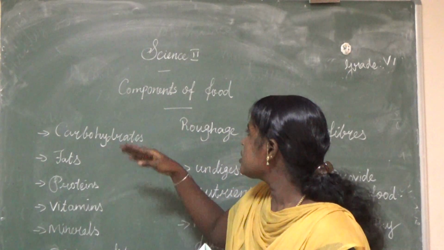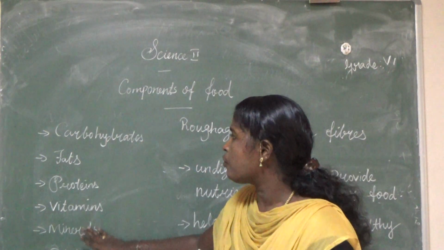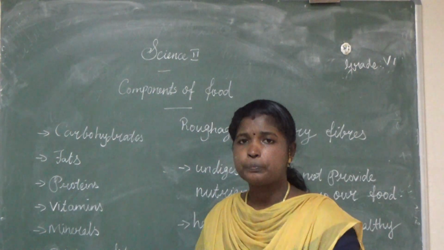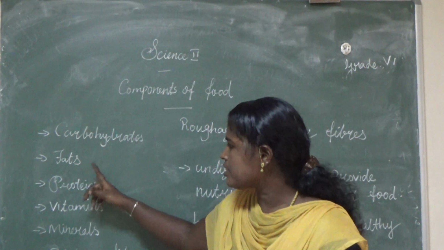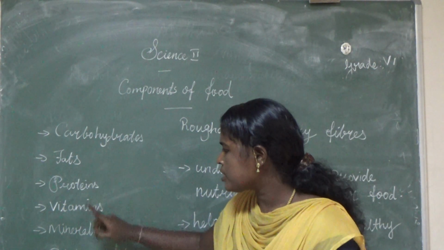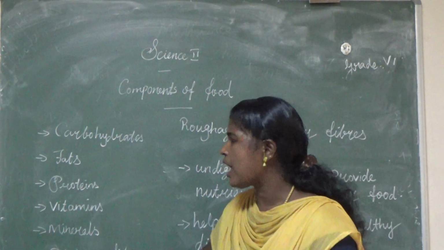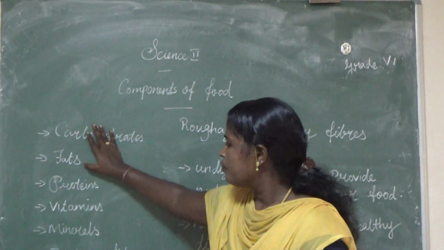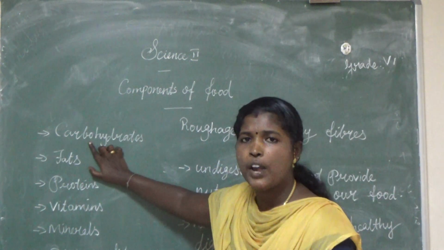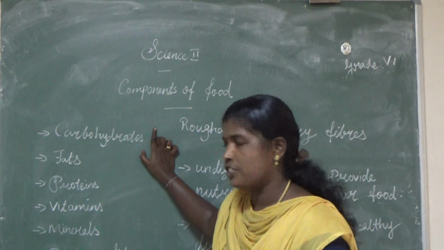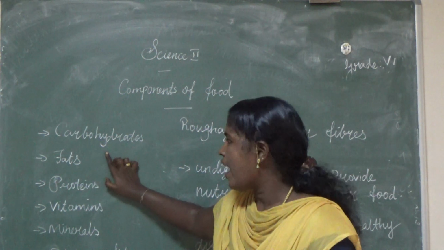What are the types of nutrients present in food? Carbohydrates, fats, proteins, vitamins, minerals, dietary fibers and water. Already we discussed these first five. Once again, listen. Carbohydrates provide energy to our body. Fats also provide energy.